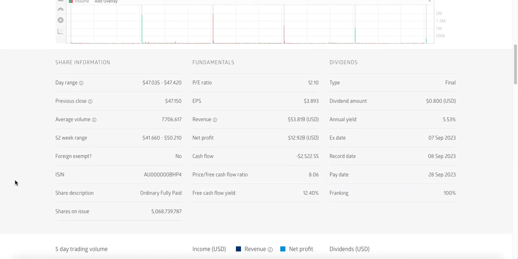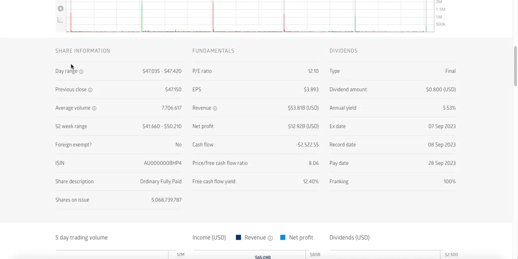If we go further down the page, we're going to see the day range, essentially the price of BHP throughout the day, so from market open to market close. The previous close, so the close on the previous business day. The average volume, so how much is traded on a daily basis. The 52-week range shows you the annual difference, throughout a 1-year period, how much BHP has traded from its lowest to highest. So lowest was 41.66 to 50.21.